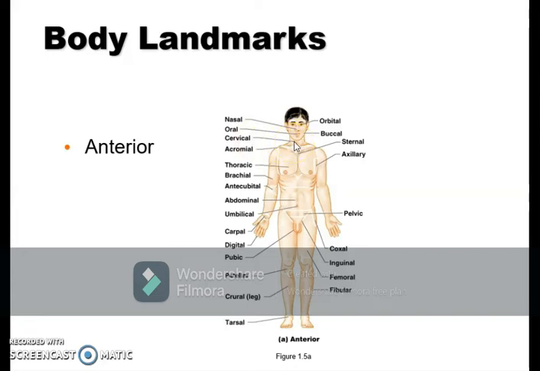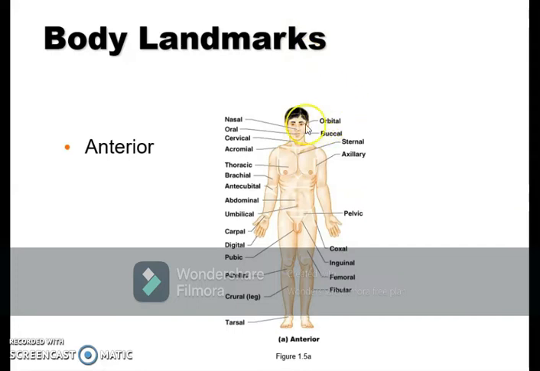Then the acromial is the shoulder blade or the shoulder part. The thoracic, the chest. We have the brachial or the arm. We have the umbilical, the navel part. We have the carpal, or the wrist part. The digital. When we say digital, we're talking about the fingers or toes. Orbital actually is the bony eye socket.